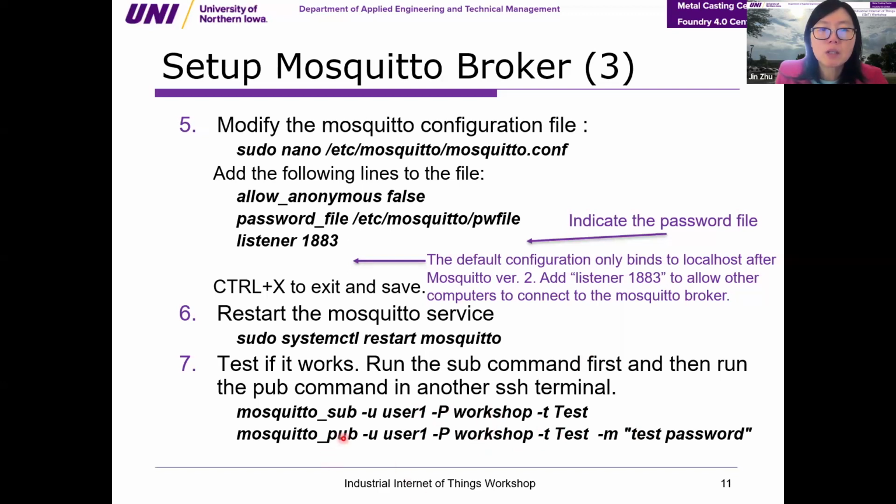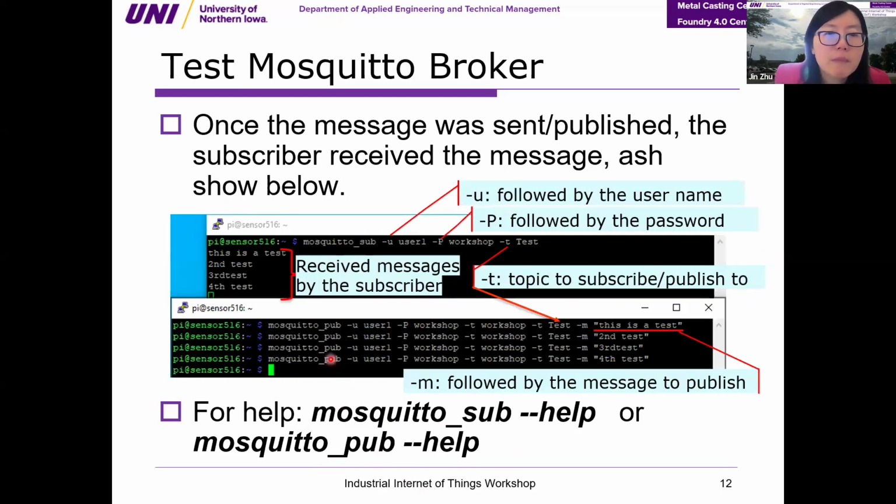In this example, we're just showing the username. So for example, over here, we assume the username we set is user1 and the password is workshop. And the topic I want to subscribe to, with -t, is test, okay?